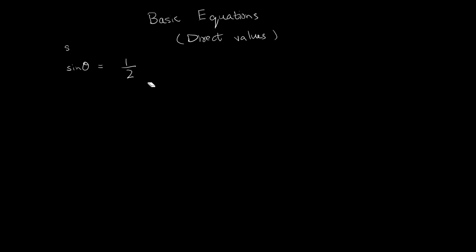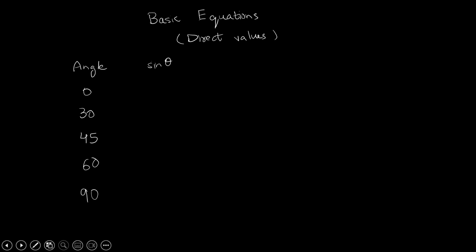0 degrees. But let's just try to make a table. You already know the sine of 0 is 0, and you already know the sine of 90 is 1. Now, the only values you need to remember are these three in the middle. So the middle one is 1 over root 2.